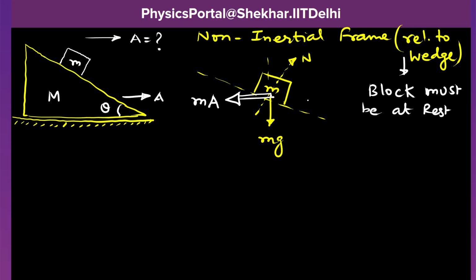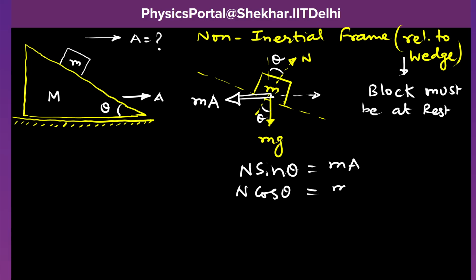So the vertical force must be equal to the horizontal force. There should not be any vertical motion and there should not be any horizontal motion. This angle will be theta, so this angle will also be theta. So we can say n sin theta, this is the sine component of n, will be equal to ma. The net horizontal force will be 0. And n cos theta must be equal to mg. The net vertical force must be 0. This is the pseudo force.